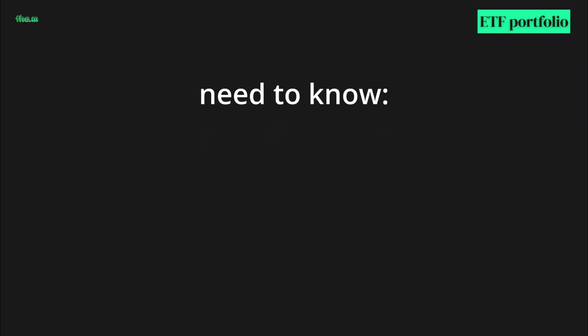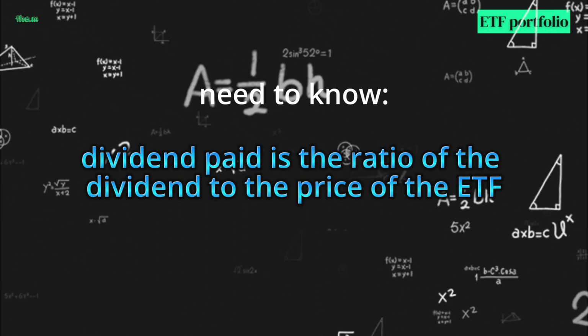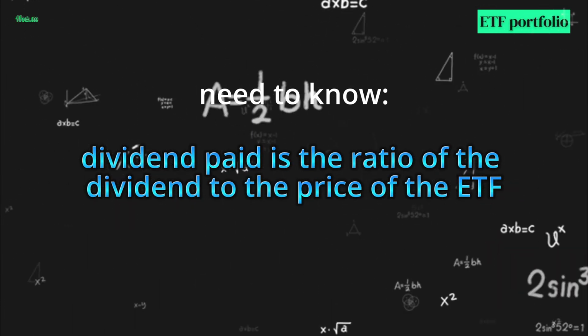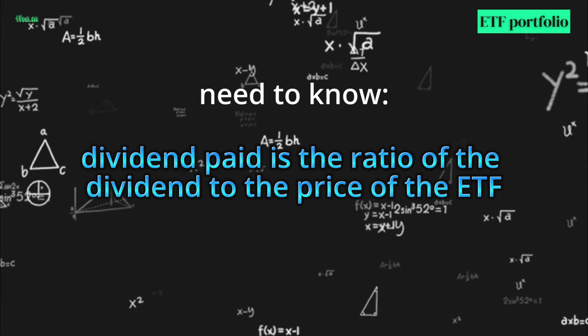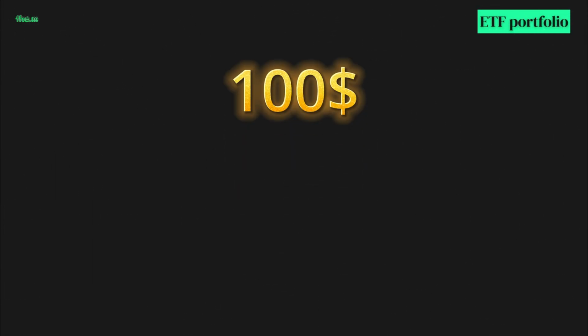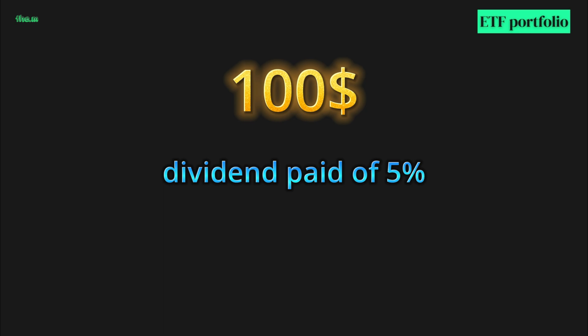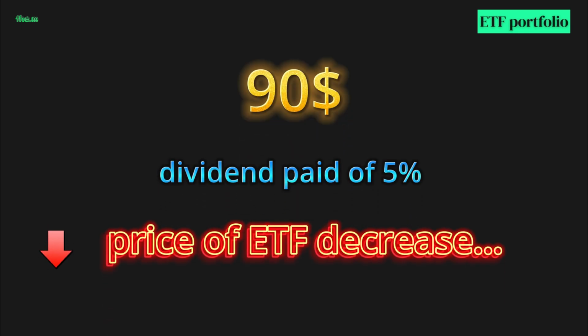One important dynamic you need to know is that the dividend paid is the ratio of the dividend to the price of the ETF. For example, when a stock ETF that is worth 100 detaches a 5% dividend, the next day this ETF will be worth 95. If, on the other hand, the price of the ETF falls to 90, assuming the market is down, 5% out of 90 is clearly more than 5%.